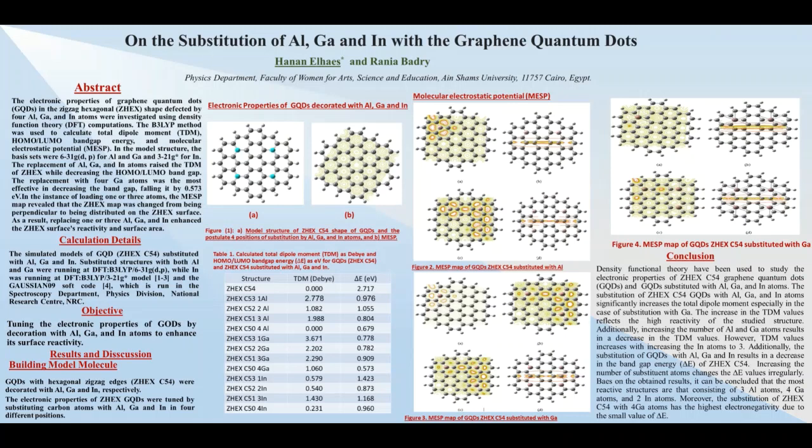Based on the obtained results, it can be concluded that the most reactive structures are those consisting of 3 aluminum atoms, 4 gallium atoms, and 2 indium atoms. Moreover, the substitution of Z hex C45 with 4 gallium atoms has the highest electronegativity due to the small value of the optical band.